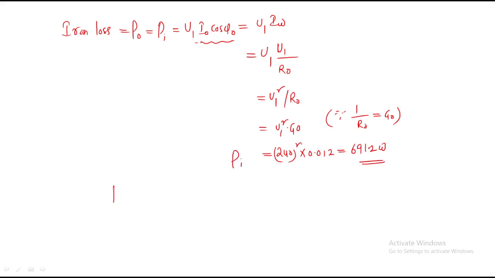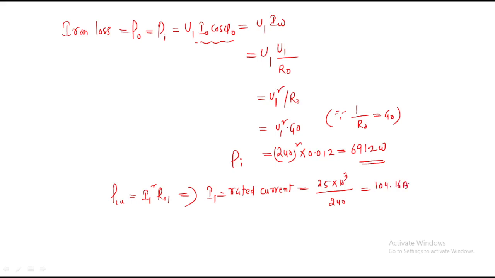Therefore the copper loss component should be equal to I1 square into R01, right? So what is the value of I1? I1 should be equal to the rated current. Just first you have to know the fraction of load, that is square root of Pi by PCU. Then you have to calculate the value of Pi, later you have to calculate the value of PCU, then substitute in the formula. I1 rated is equal to 25 kVA by 240, which is equal to 104.16 amperes.